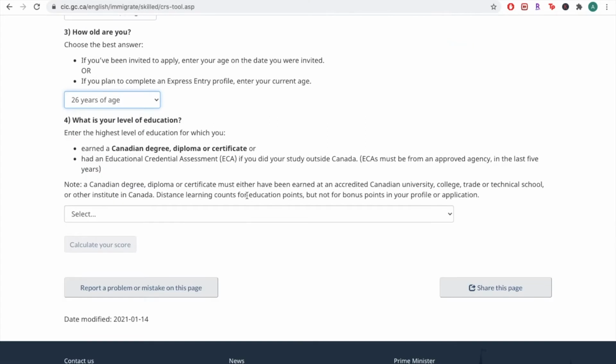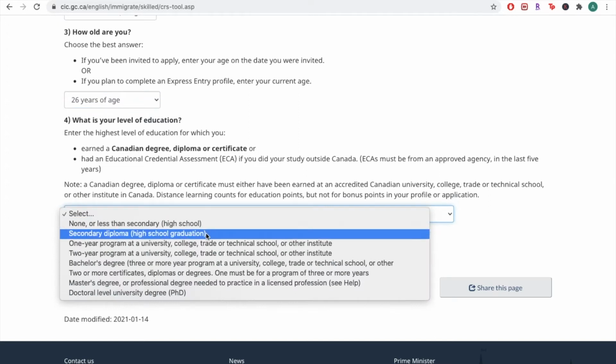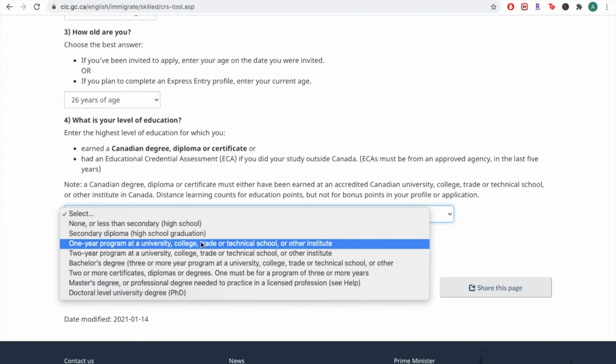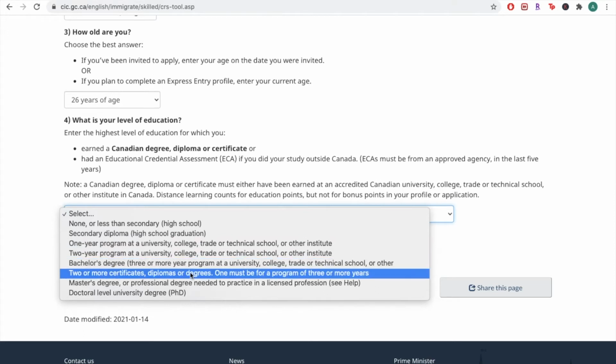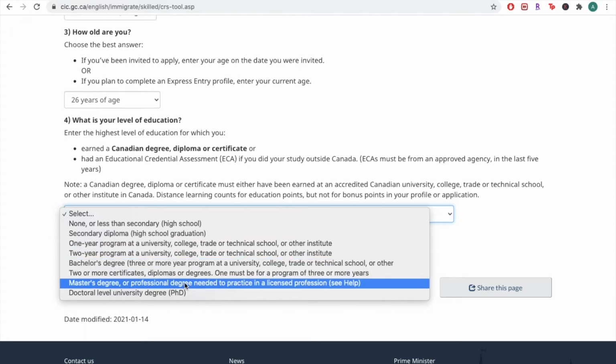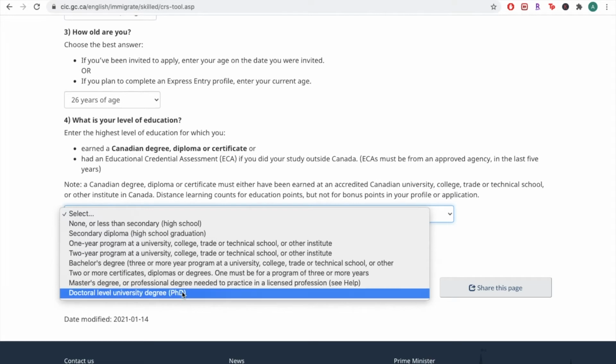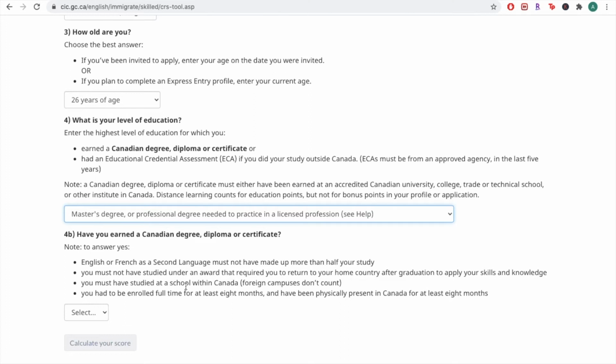What is your level of education? This says enter the highest level of education for which you've earned a Canadian degree or diploma or education credential assessment. So if you studied outside of Canada, it's also valid. For this one, there is secondary school diploma, there's 1 year program, there's 2 year program, there's bachelor's, there's 2 or more certificates, and there's master's professional degree, and the last one that gives the highest point is PhD. I have a master's degree, so I'm going to go with master's degree.